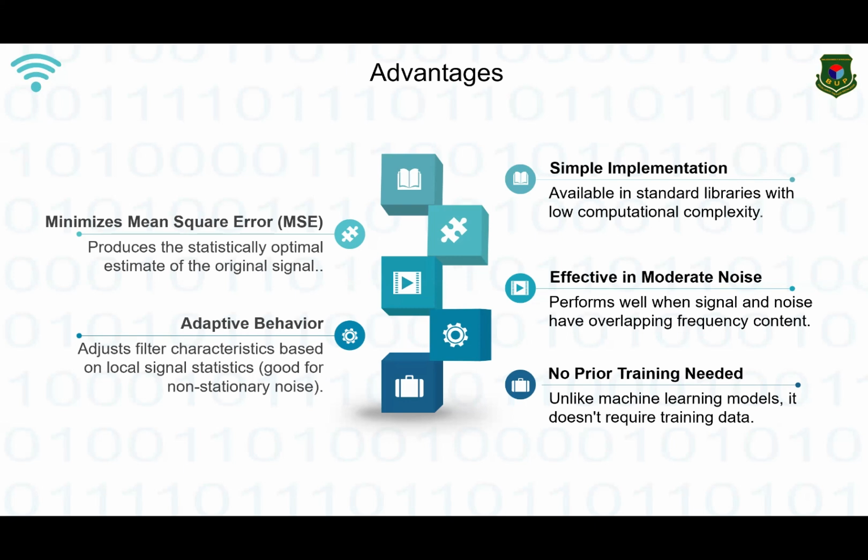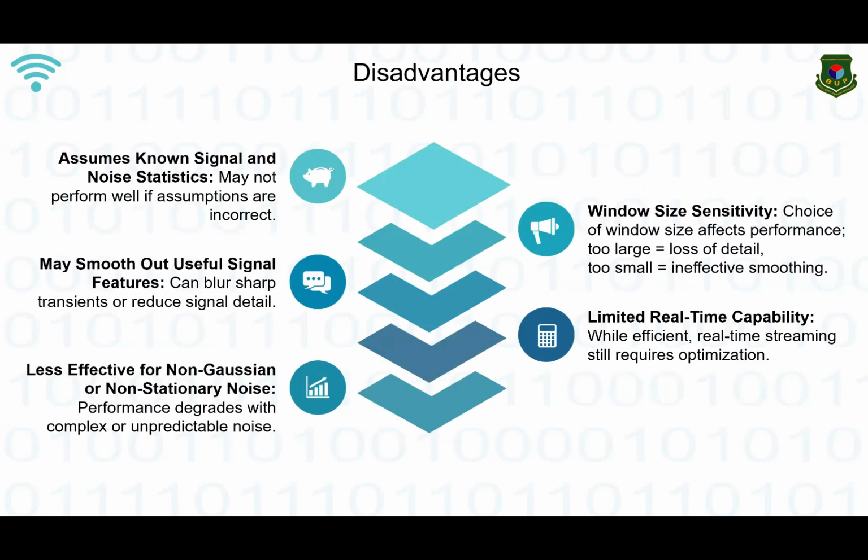The disadvantages are: assumes known signal and noise statistics, window size sensitivity, may smooth out useful signal features, less effective for non-Gaussian or non-stationary noise, limited real-time capability. So while efficient, real-time streaming still requires optimization. There is an important fact that we need to focus on in that part.